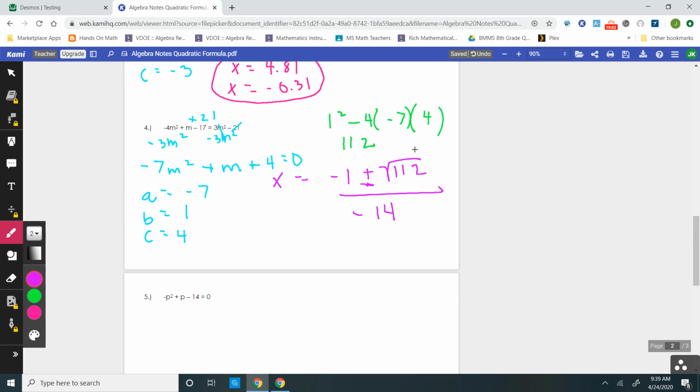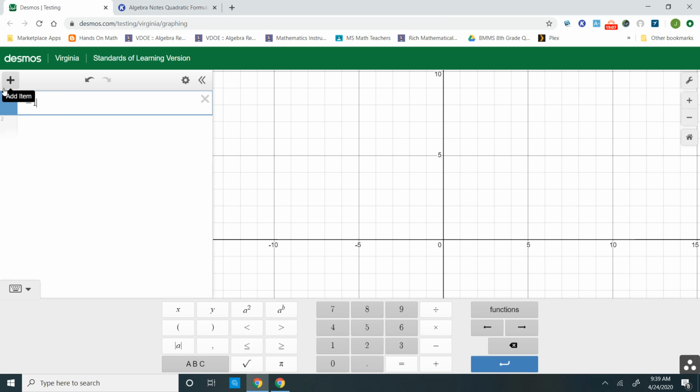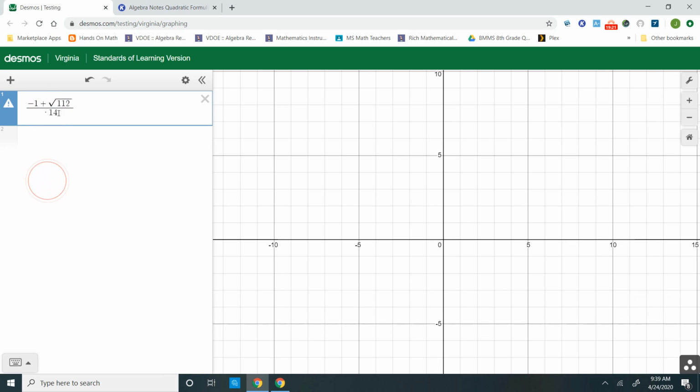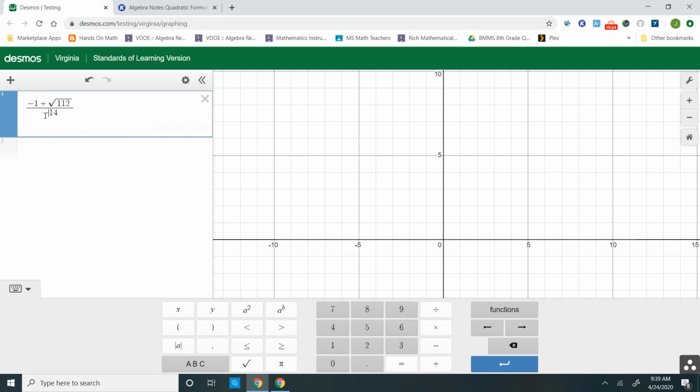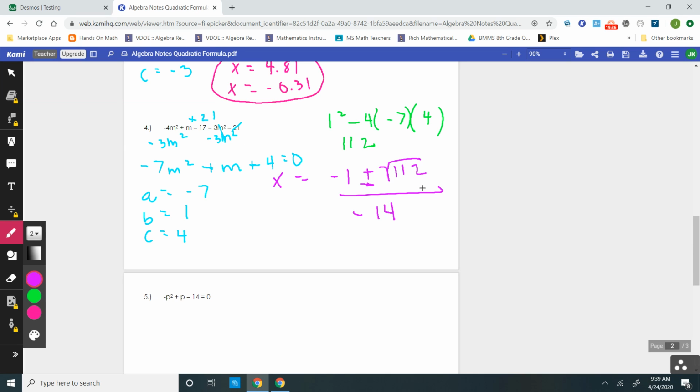So you can go ahead and type it in. So we'll do the plus first. So negative 1 plus the square root of 112. And then you can highlight the whole thing. And then you can divide by, what's our denominator? Negative 14. That means one of your roots will be, we can do the nearest hundredths place here. So the 4 wouldn't round the 8 up. So I'll just do negative 0.68 for the first one.